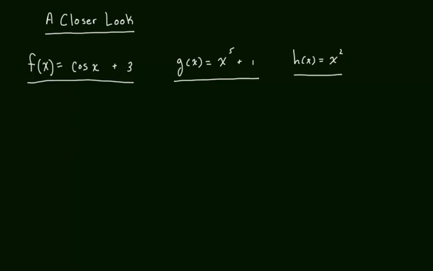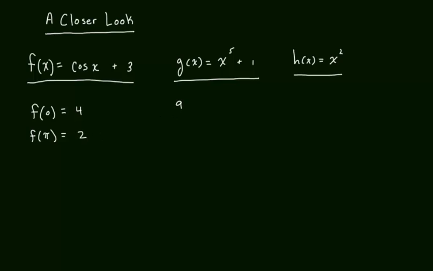And inherent to each of these functions are a whole host of conditions. For instance, we may say f of 0 is equal to 4. We didn't have to be given this condition. We could find the condition. For another example, f at pi would simply be 2.